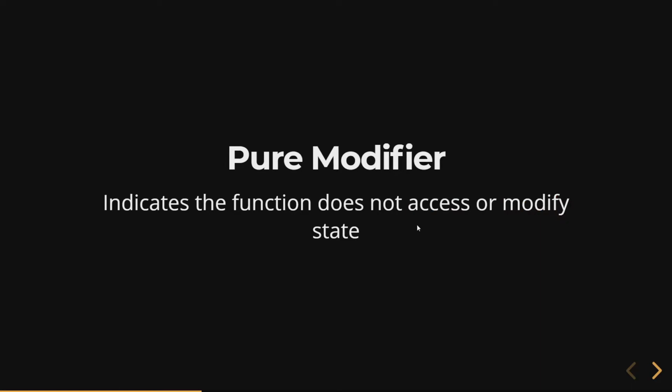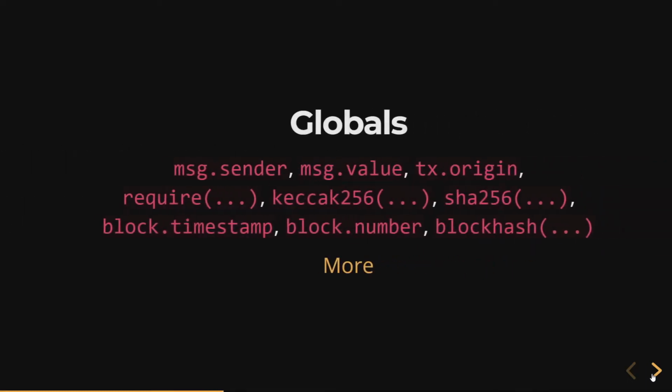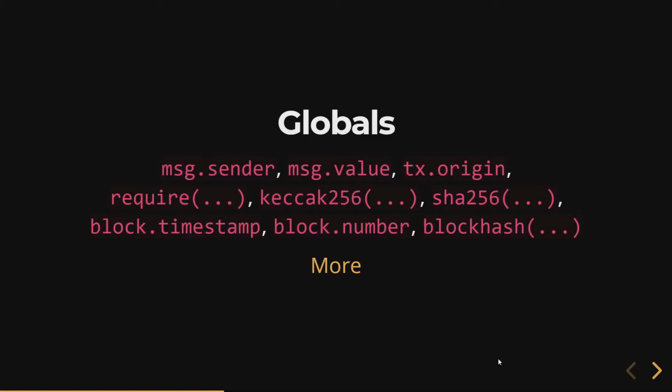So it is a view function, but it also doesn't even bother reading from storage. Pure functions might be something just like a very simple data transformation, like a mathematical operation, for example. It could be a pure function. And then we have a couple different global values that you'll see as we go through different contracts.